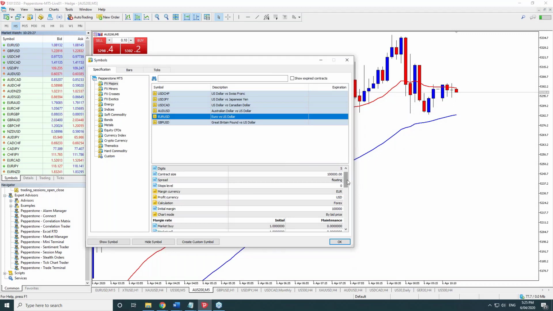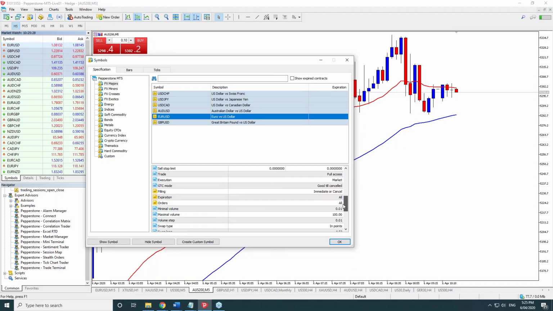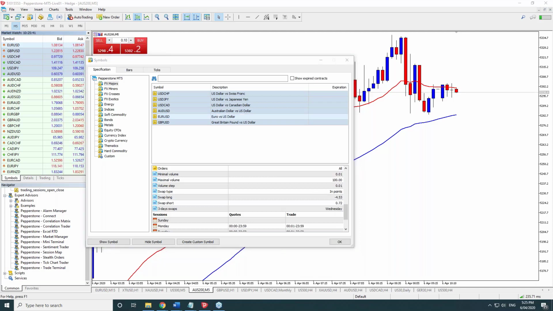So if we were to open one contract of Euro US dollar, these numbers we're about to talk about down below here are relevant to that particular contract size. Obviously, if you open two contracts, it would be double the swap. So here we have the swap, and this is realistically the difference in terms of interest rates between the two currencies, or that's what it's meant to be. It's not quite an exact science.